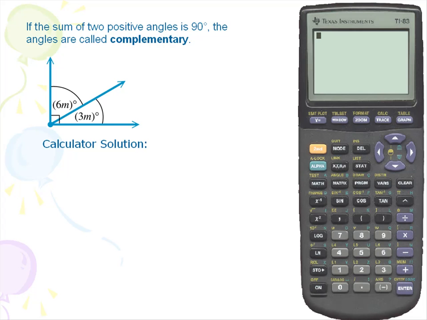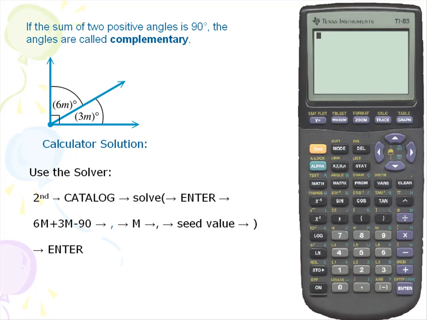Let's take a look at the calculator solution. Here we'll use the solver. And here are the key steps to accomplish this. First of all, the solver is located in a catalog. And as we take a look at our calculator, we see that the catalog is above the 0 and it's yellow. So I'm simply going to hit second and 0, which is the catalog.